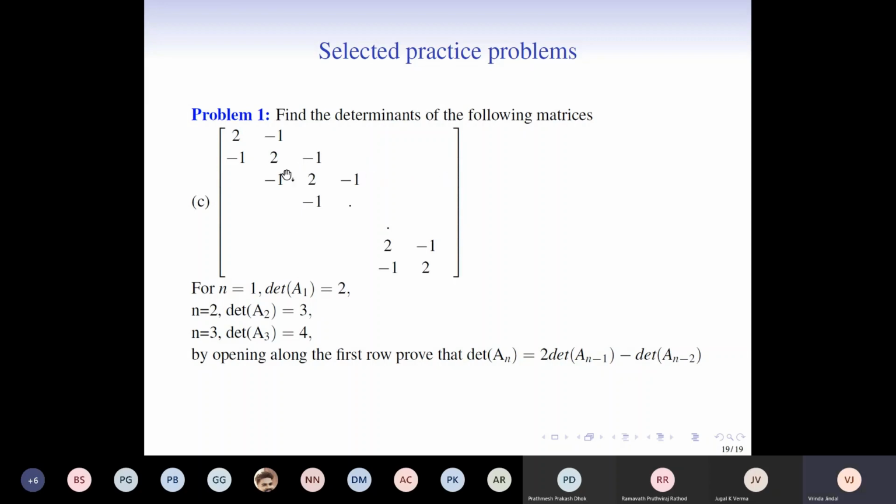So if you observe carefully, we get this formula by opening it twice: first along the first row, and for the second element, you open it along the first column. Then you just unroll this recursion, writing determinant of n minus 1 in terms of determinant of n minus 2 and n minus 3 and so on, and you will get the final answer.